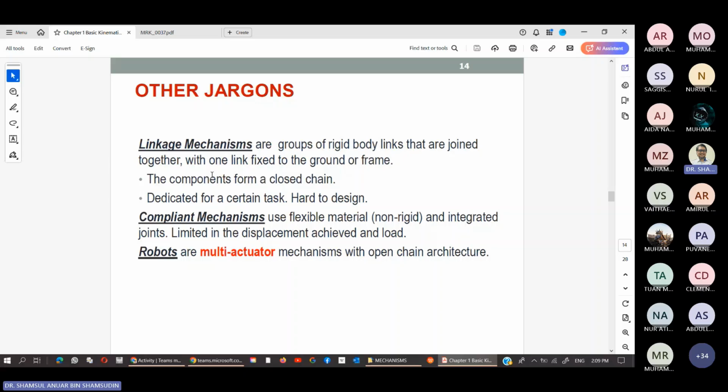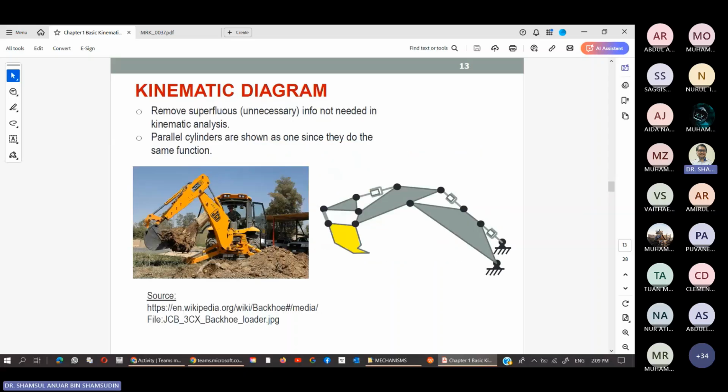So for example, this machine over here, or this part represented by this kinematic diagram over here. So how many degrees of freedom does it have? We can tell that by counting the number of actuators. In this case, we have 1, 2, and a hidden 3 over there. So 1, 2, and 3. So these are the actuators.